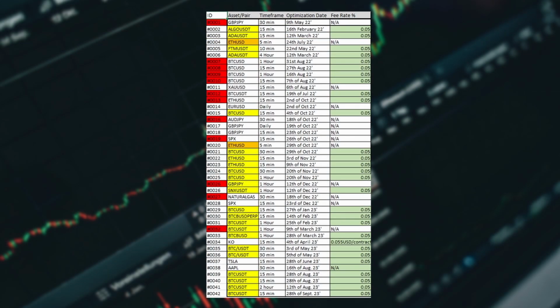Here's a list of all the 42 optimizations. The first column is each optimization's ID. Then the optimized asset, then the time frame, the optimization date, and the fee rate we used on each optimization.